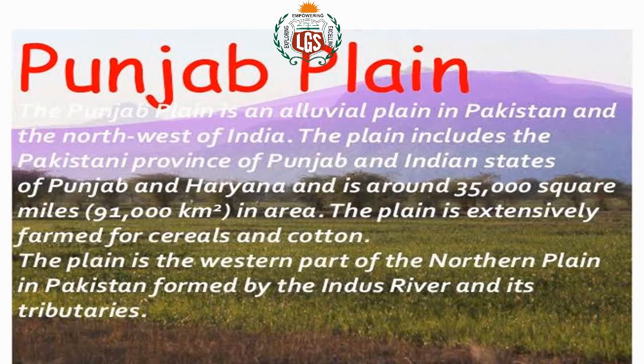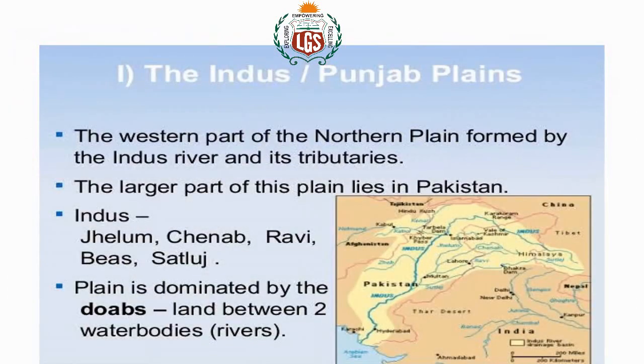The plain is the western part of the northern plain, and in Pakistan it is formed by the Indus River. That is, from India, if you move towards Pakistan, the Indus River forms the plains there. The western part of the northern plain is formed by the Indus and its tributaries. The tributaries are, as I just told you, Jhelum, Chenab, Ravi, Byas and Satluj. But the plain is mainly dominated by Doabs, that is the land between two water bodies. Here the water bodies are obviously the rivers.